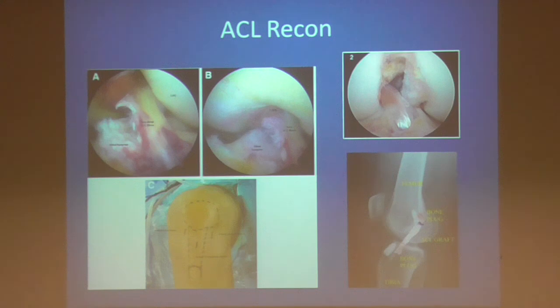So the patella tendon width is usually between 30 and 38 millimeters. So we usually use the middle 10 millimeters, and we take a little sliver of the patella and a little sliver of the tibial tubercle, and that's what this is showing here. So bone on both ends, and screws holding it in place on either side. And intraoperatively, this is what it looks like when we're done.